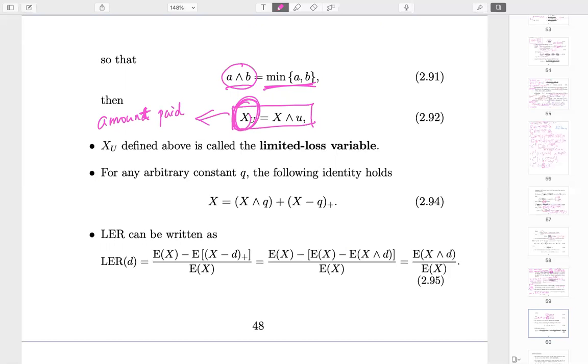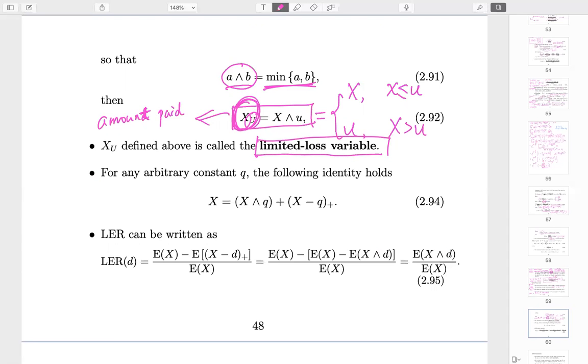Okay, so if the loss is less than the limit, well, let's put U if you want. Okay, put equality if you want. If the size of the loss is less than the upper limit, the policy limit, the insurance company will pay everything. But if the size of the loss is bigger than the limit, they will only pay up to U. You will come up with the rest. Okay, that's why here we have a U. Capital U stands for the upper limit. So defined above is called the limited loss variable. So this is the name for it.